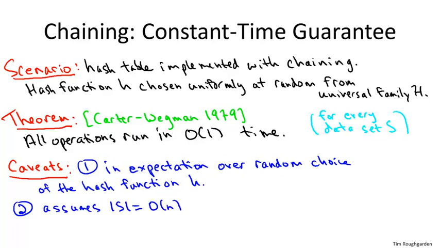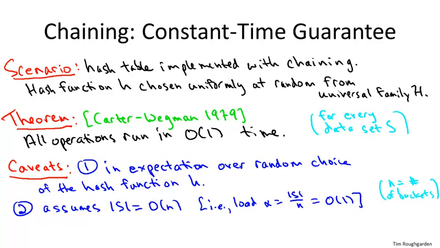That is, the load, alpha, the number of objects in the table divided by the number of buckets, should be constant for this theorem to hold. And finally, whenever you do a hash table operation, you have to invoke the hash function on whatever key you're given. So in order to have constant time performance, it better be the case that it only takes constant time to evaluate your hash function.